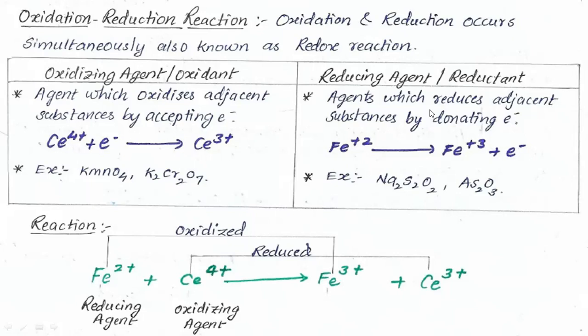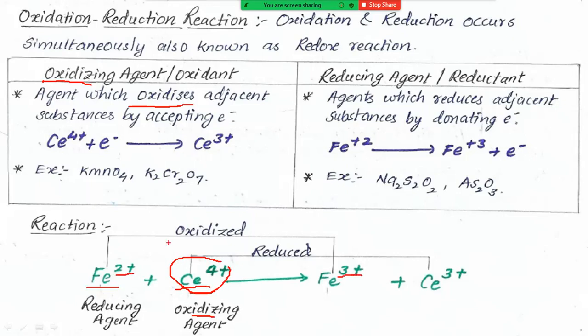So what is an oxidizing agent? An oxidizing agent is an agent which oxidizes an adjacent substance by accepting electrons. That means the oxidizing agent itself gets reduced. It is useful for oxidizing the adjacent compound. For example, here we have Fe+3, that is ferric ions. The ferric ion is acting as an oxidizing agent, so it will be useful for oxidizing the ferrous ion. That's why the ferrous ion Fe+2 gets converted into Fe+3.